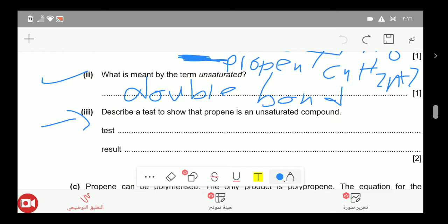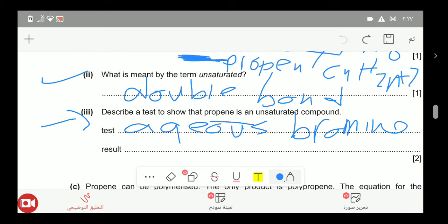Next question. Describe a test to show that propene is an unsaturated compound. We have a common test by which we can test the unsaturated hydrocarbon or the double bond, by using aqueous bromine, or bromine in water. What will happen to aqueous bromine after addition to an unsaturated hydrocarbon? It will be decolorized, or change into a colorless compound.